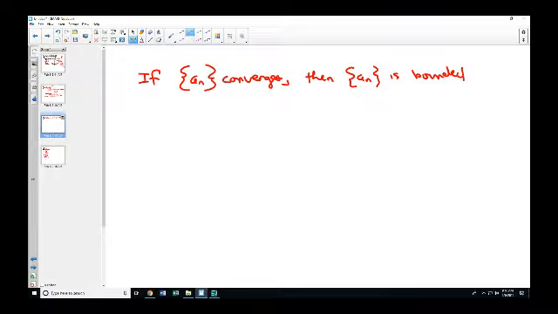Okay. So if you have a sequence that converges, then it is bounded. So if it converges, it has to be bounded. But if a sequence is bounded, it doesn't always have to converge. It doesn't have to converge.